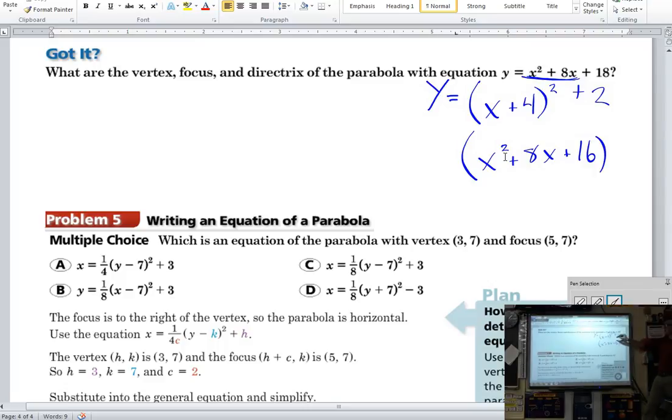So we are going to use this form to then find those other values. We've got my h, we've got my k, we can find my c because my coefficient there is 1, and we can work it all from there.